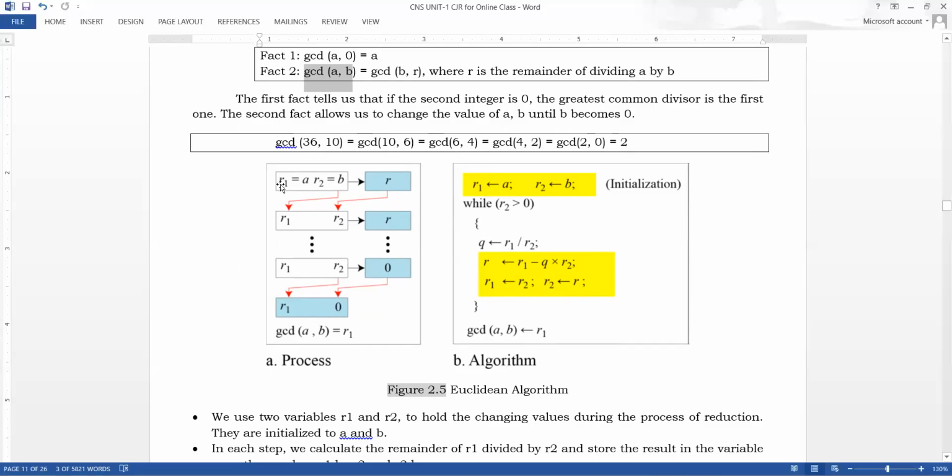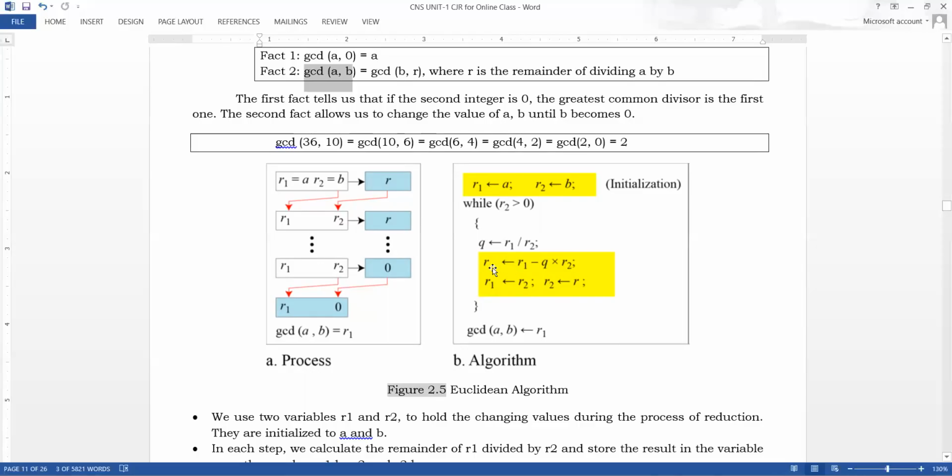So here R1 is assigned with A, R2 is assigned with B. So we have written the same steps in the algorithm. R1 assigned with A, R2 assigned with B. And then the process should continue until R2 equals 0. So while R2 greater than 0, start Q equal to R1 by R2. Here we need the quotient, so R1 by R2, and then R equal to R1 minus Q into R2. So the remainder we are calculating.